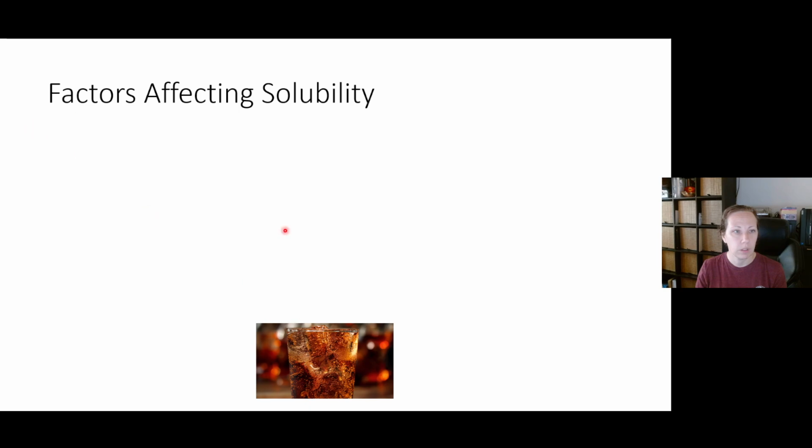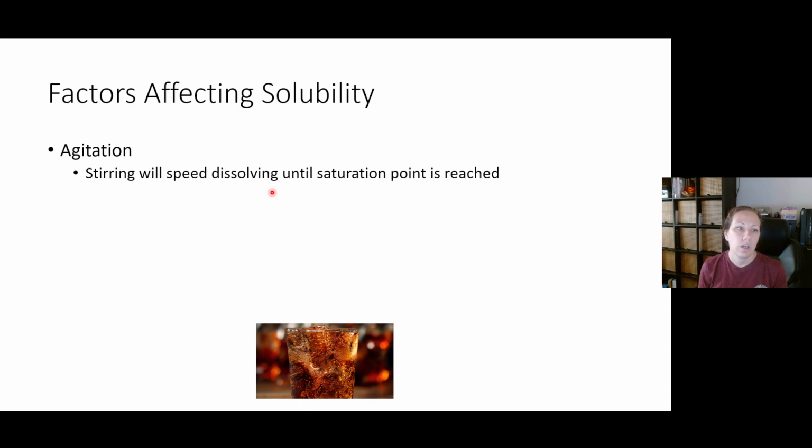More factors affecting solubility are agitation. We know that stirring will speed how fast something dissolves until that saturation point is reached. Once the saturation point is reached, then you're done. But this one is pretty obvious, right? You add sugar to your tea, stir it, and it's going to dissolve into the solution much more quickly than if you just let it sit there. Eventually it would dissolve if it just sits there, but it's going to take a lot longer.